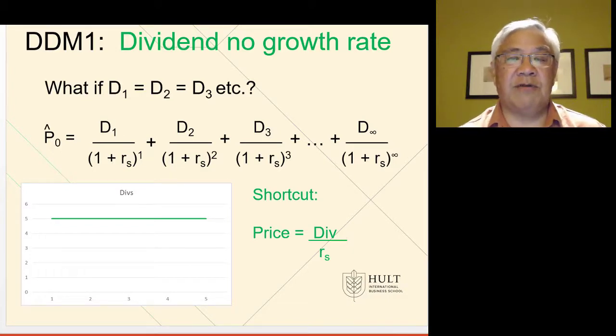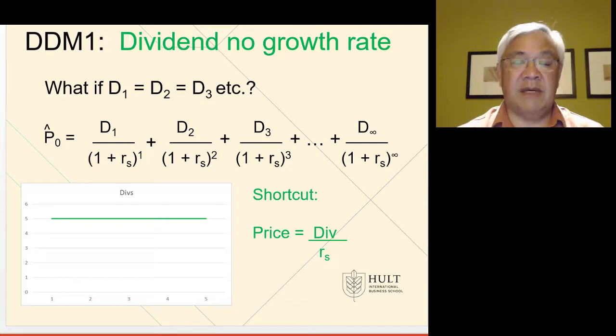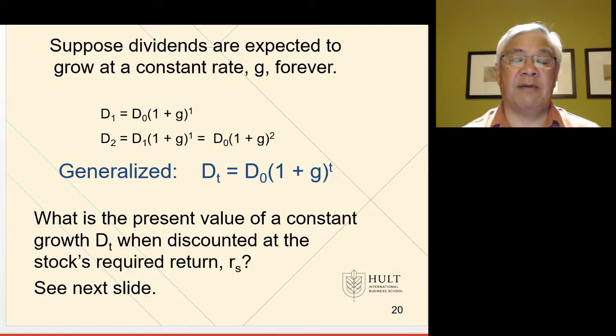Let's start with a zero growth rate. If D1 equals D2 equals D3, etc., the price equals the present value of that stream, which is simplified to right here. If we have zero growth, you simply take dividends divided by the required return for the stock. So that's very simple. But no growth is not very exciting. So what happens if we have growth?